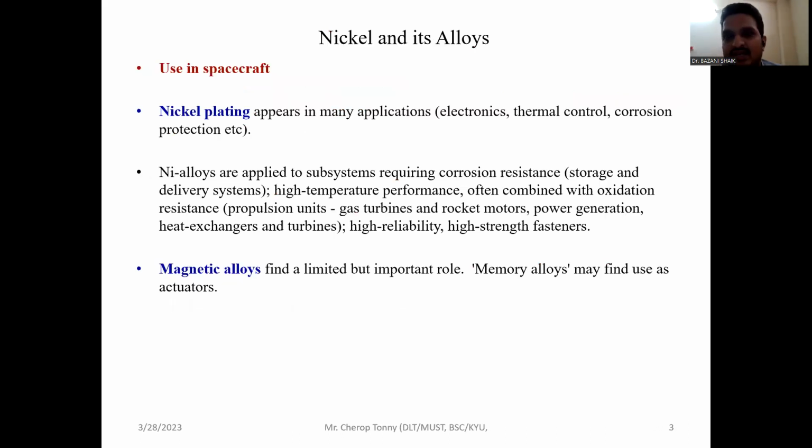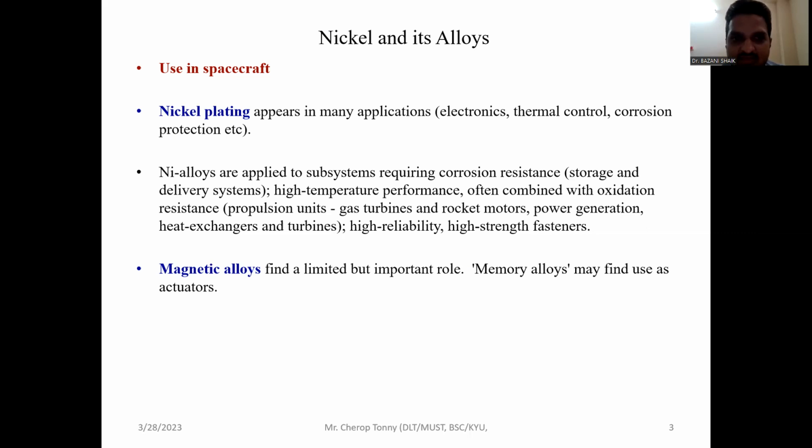Nickel and its alloys are used for spacecraft. Nickel plating appears in many applications like electronics, thermal control and corrosion protection. These nickel alloys are applied to subsystems requiring corrosion resistance, storage and delivery systems, and high temperature performance often combined with oxidation resistance. This oxidation resistance is interlinked to propulsion units like gas turbines, rocket motors, power generation, heat exchangers and heat turbines, with high reliability, high strength and fastness.